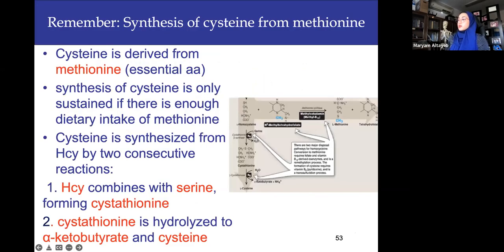So again, one more time, we'll go through the slide and then the other figure is also good. So cysteine is derived from methionine. We already said that. It's an essential amino acid. This is just repeating the old slides. And it can combine with serine to form cystathionine, and then cystathionine is hydrolyzed into alpha-ketobutyrate and cysteine.